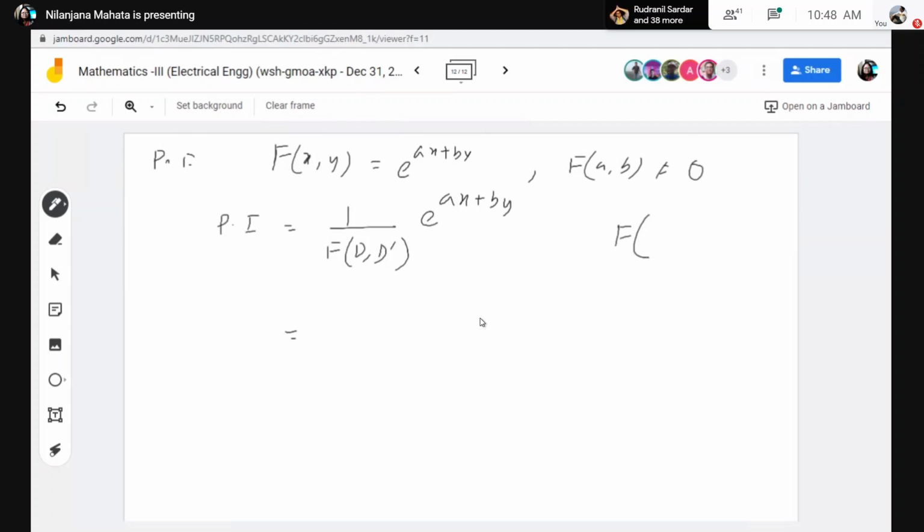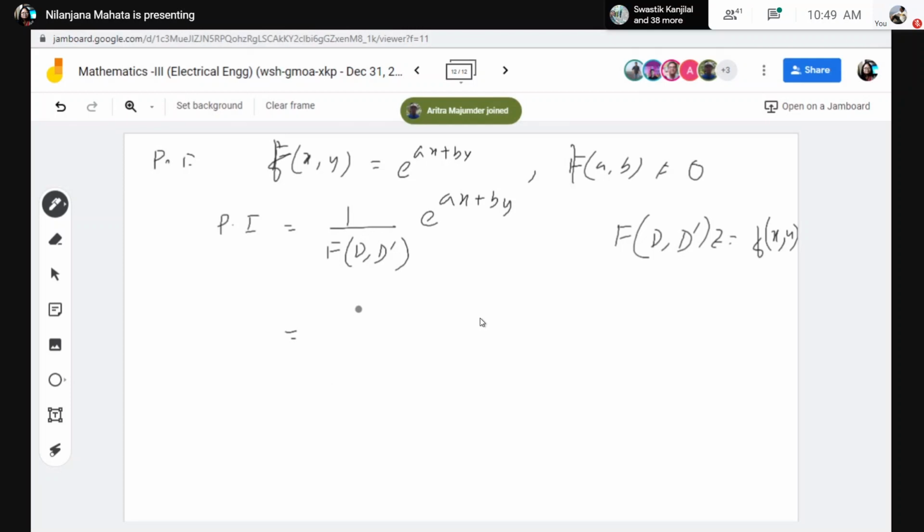Suppose I have a function z is equal to f(x,y). Suppose your right side is this, and this will be your f(a,b). This shouldn't vanish, so f(a,b) is not equal to 0.